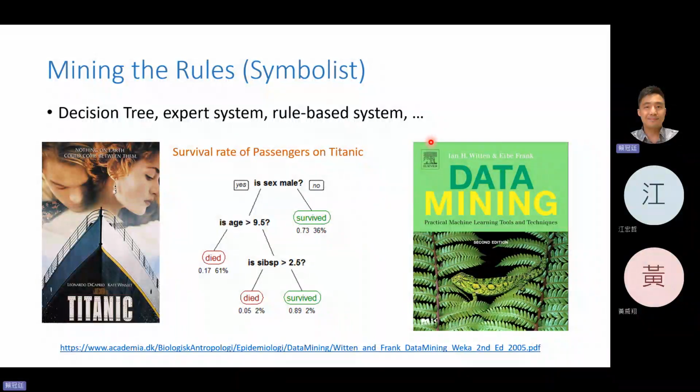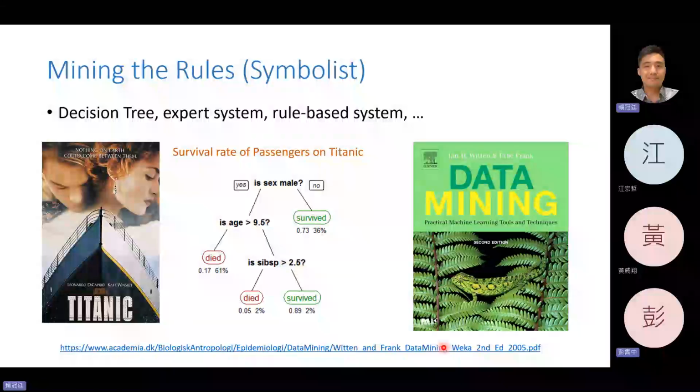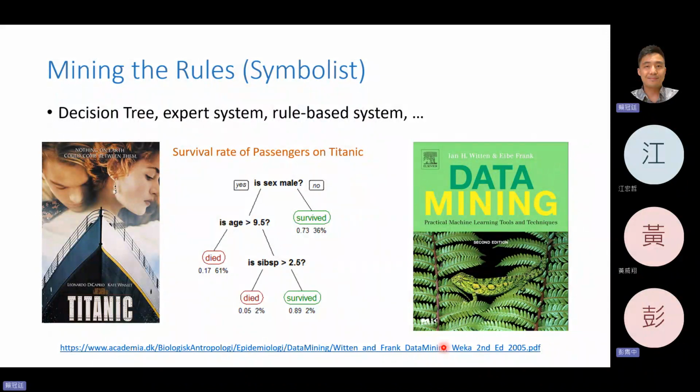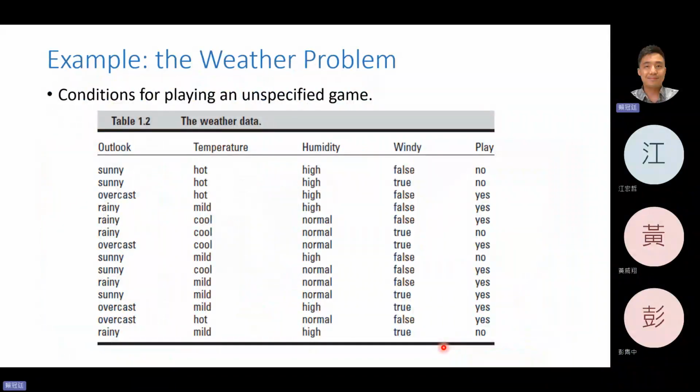Another thing is that for data mining, we use a textbook here. It's a free textbook you can download from the website, and the authors are the creators of Weka, a very famous data mining textbook. The first part of this book teaches the fundamental algorithms like decision trees, association rules, or other data mining algorithms. And then the second part is about how to use Weka. So let's see our first example.